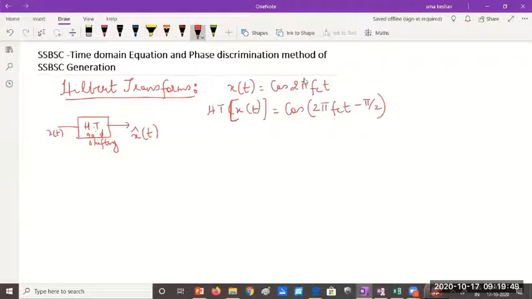So 2 pi fct is an angle in the form theta. From that you subtract pi by 2, that is 90 degrees. You're going to get the Hilbert transform of that signal. And take care, look at this representation. A cap, like this, is used to represent the Hilbert transform of a given signal.